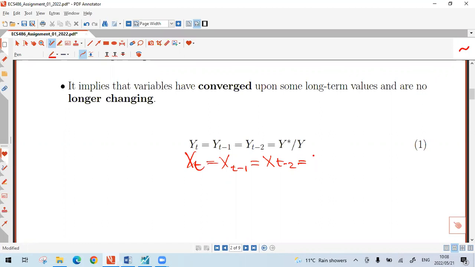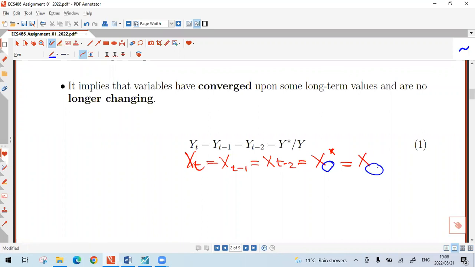So we can safely say here is equal to XT star, or you can use just X. If you see the variables converging upon some long-term values and they are no longer changing, you should know that we are now in the long run, right? That's why if you look here, we then drop the subscript. If we write it like this, it means we are now in the long run. There's no subscript. This is what we looked at last time we met.